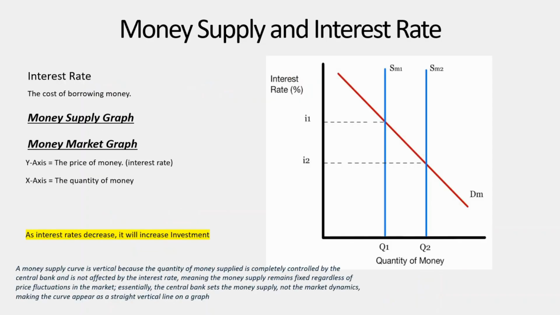And this is the money market graph. You need to know this graph right here. This right here is showing an expansionary monetary policy. We have the demand for money, we have the interest rates, and the quantity of money. This is how you need to label it.